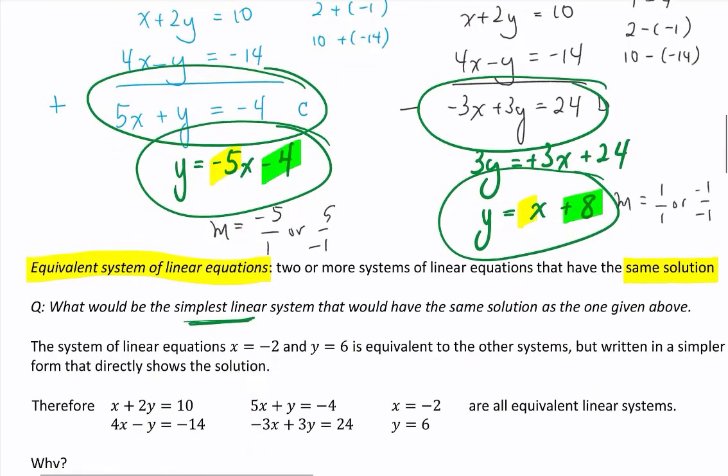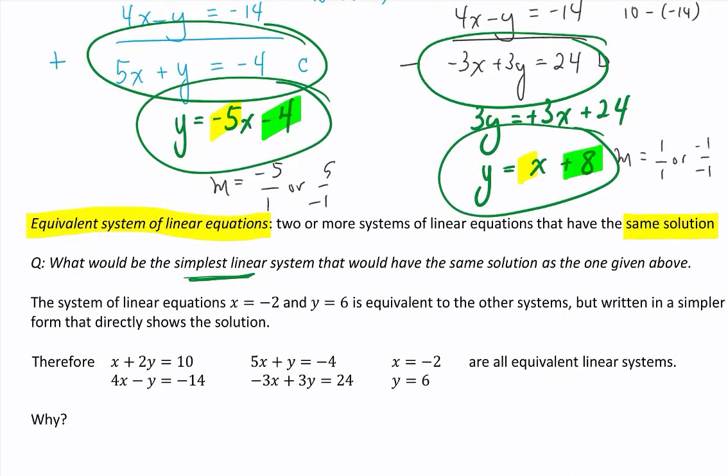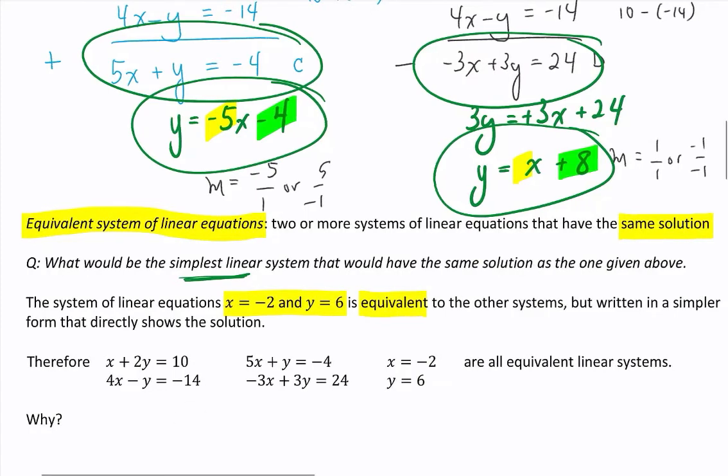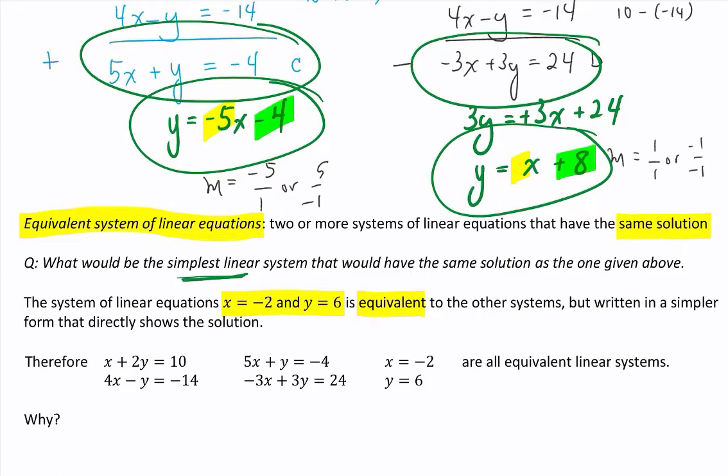So let's go talk about that. So the system of linear equations, x equals negative 2 and y equals 6, is also equivalent to the other systems we have shown above. But we sometimes say it's written in a simpler form because it directly gives us the solution. So therefore, this system of equations and this system of equations are all equivalent linear systems. And again, why are they equivalent linear systems? Because they all go through the same point of intersection, or they all have the same solution.